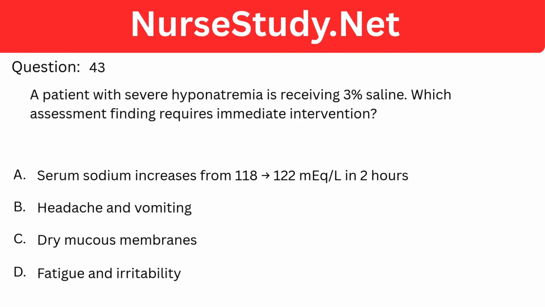Question 43. A patient with severe hyponatremia is receiving 3% saline. Which assessment finding requires immediate intervention? A. Serum sodium increases from 118 to 122 milliequivalents per liter in 2 hours. B. Headache and vomiting. C. Dry mucous membranes. D. Fatigue and irritability.